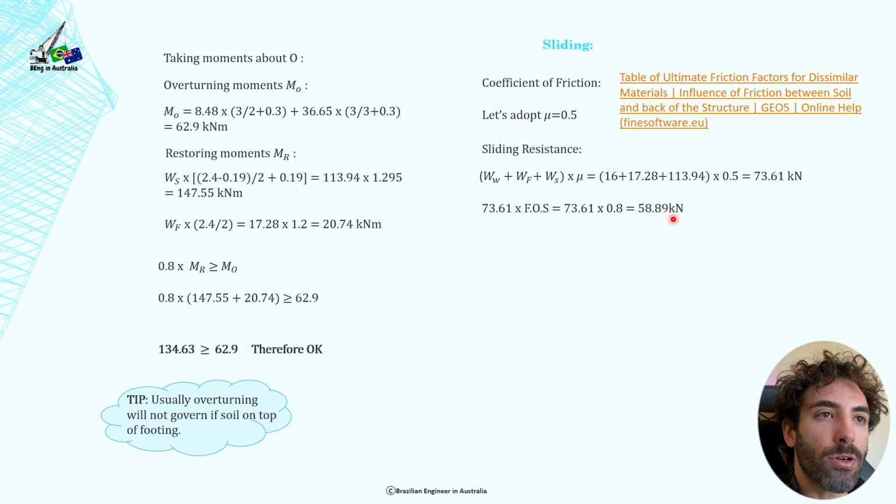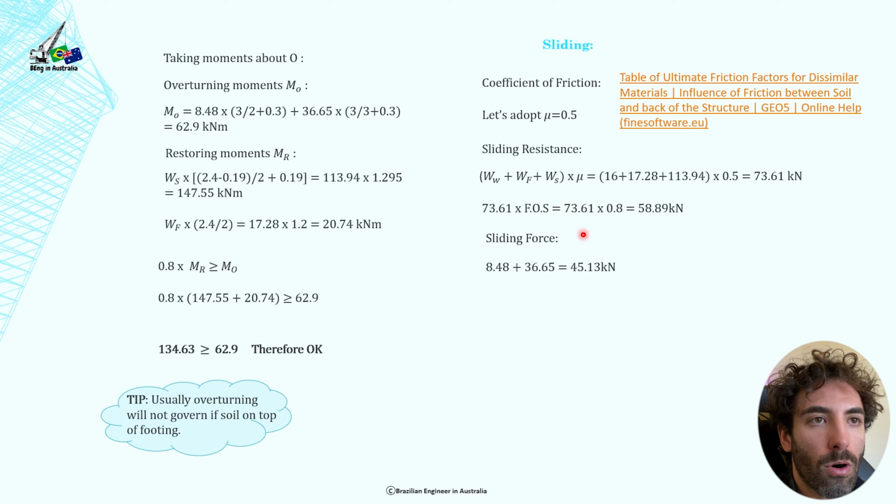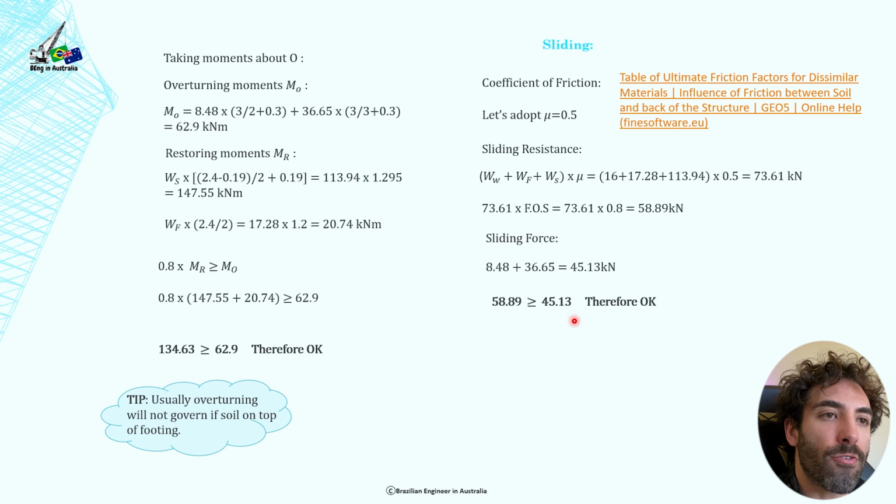So as long as the sliding force, which is the sum of the surcharge plus the soil load, 45.13, so as long as the sliding resistance is greater than the sliding force, our wall obviously is not gonna slide. So 58.89 is greater than 45.13, therefore okay. So again, we've got another tip here.